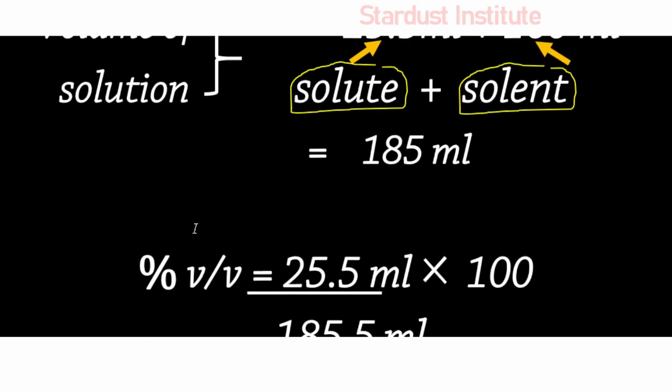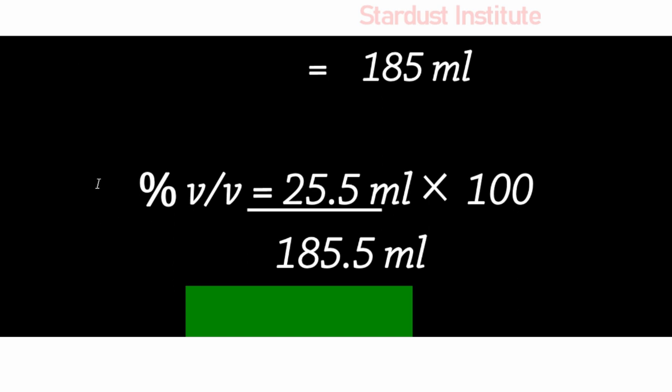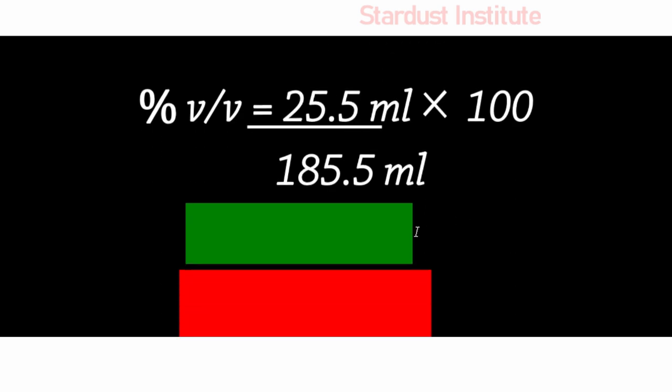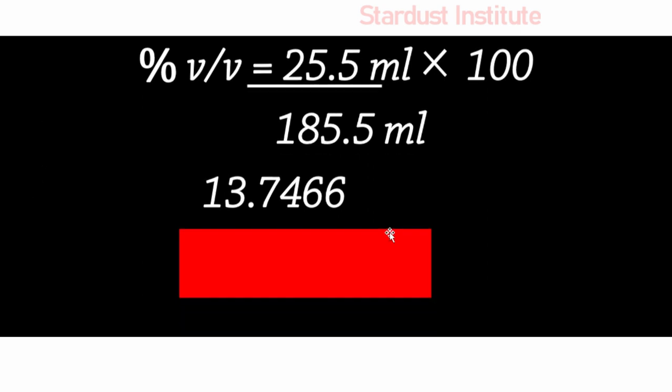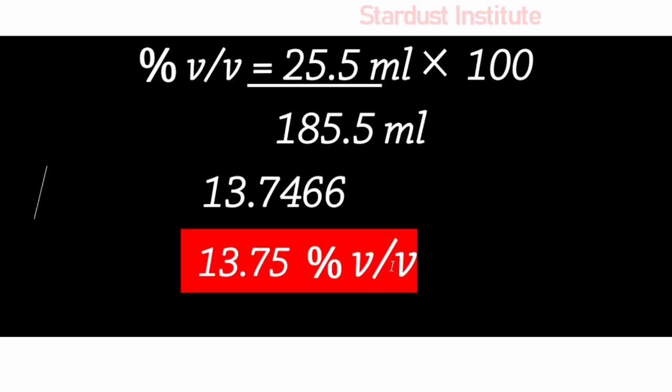Now we can substitute these values into the formula. Percentage by volume equals 25.5 milliliters divided by 185.5 milliliters multiplied by 100. By simplifying this, we can get our answer 13.7466. But 4 decimal places are here. 2 decimal places are enough. Then we can write our answer in this way, 13.75% by volume.